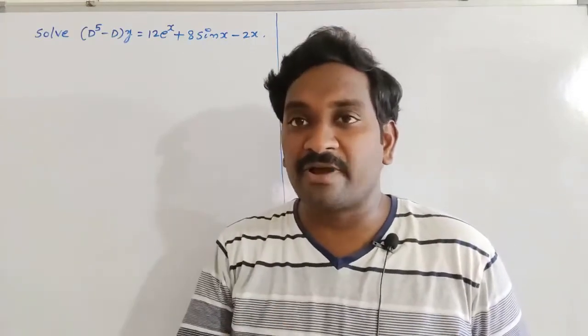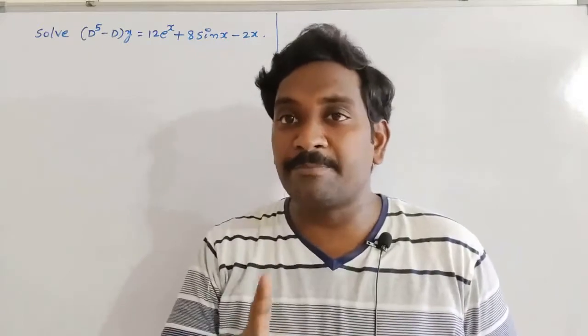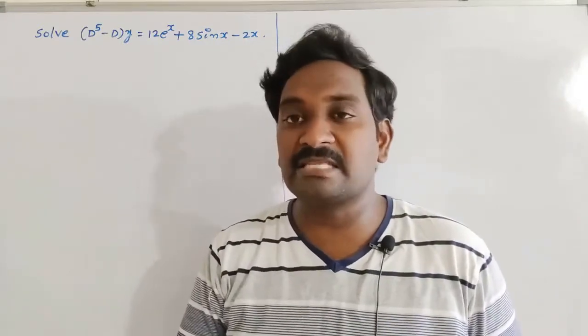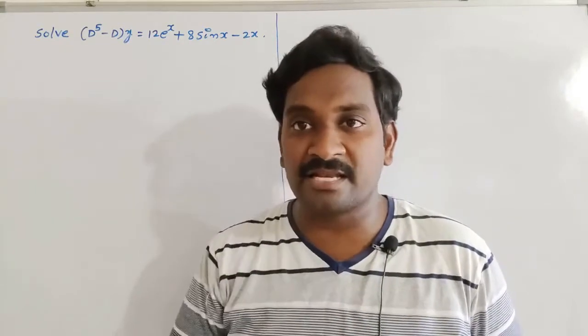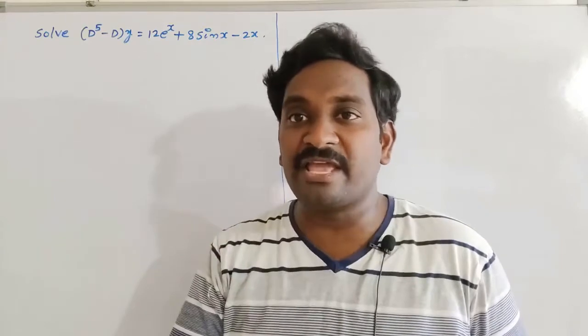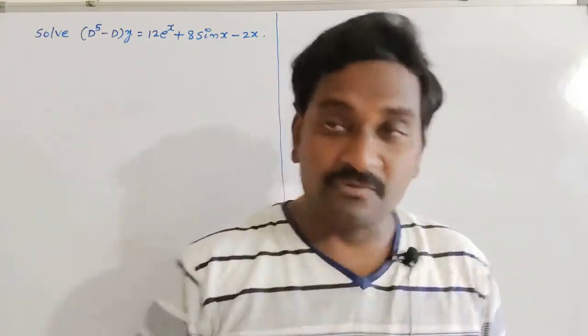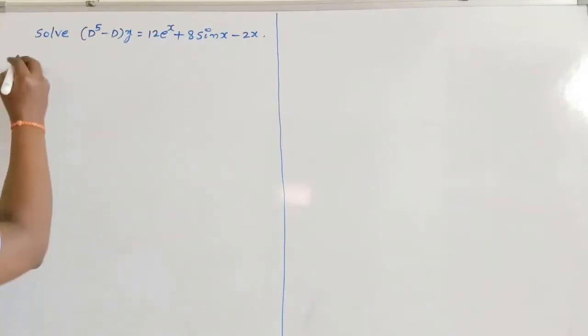The general solution is y, which is the dependent variable, equal to yc plus yp. Yc is the complementary function, which is obtained from the roots of the auxiliary equation, and the formula for yp is 1 by f(D) of Q(x). Okay, first of all we are going to find the complementary function.